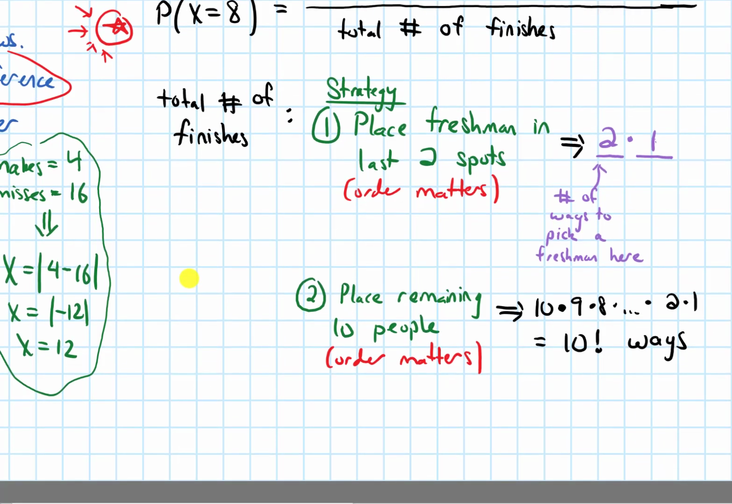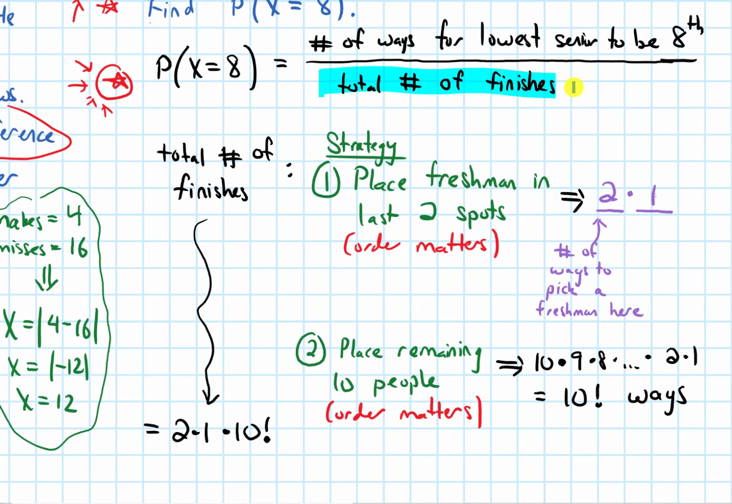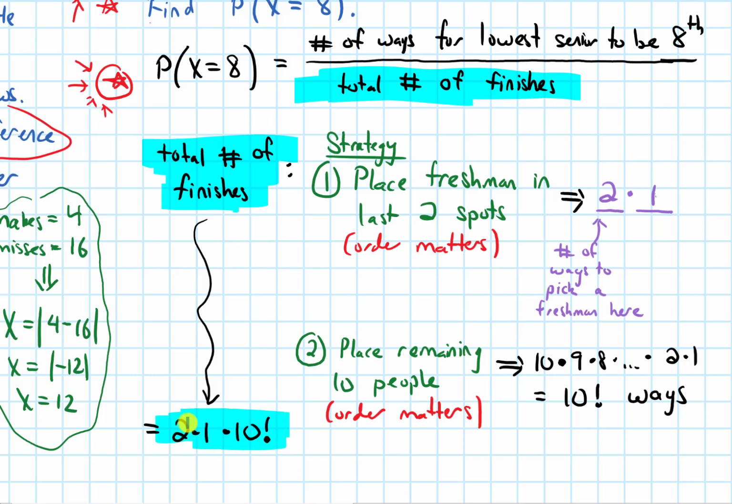So overall, for counting the total number of finishes, we get 2 times 1 times 10 factorial. So that is our denominator. Total number of finishes is this. We are ready for the numerator now. All right, so now let's focus on the number of ways for the lowest senior to be 8th.